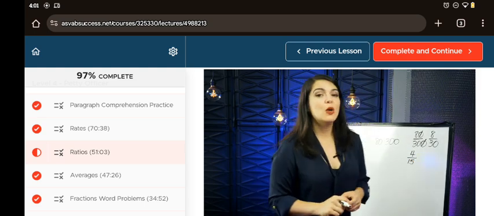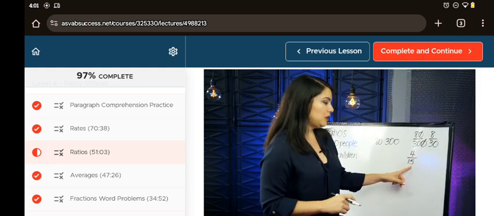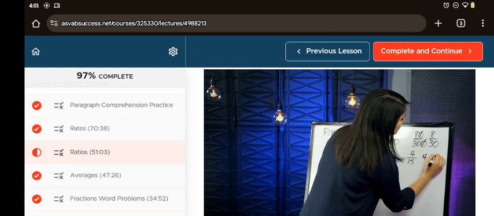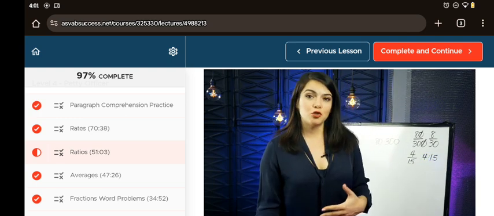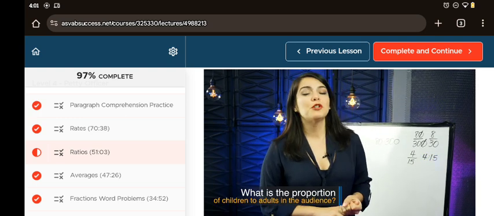So to answer the first question, we know that the ratio of children to the people in the audience is 4 out of 15. We can write it as a fraction, or we can write it with the colon. Most of the time, you'll be able to tell which one to do by looking at your answer choices. Let's take a look at the second part of this question. It says, what is the proportion of children to adults in the audience?